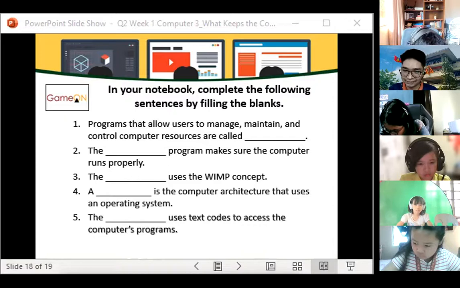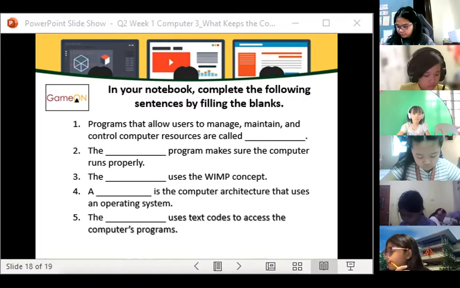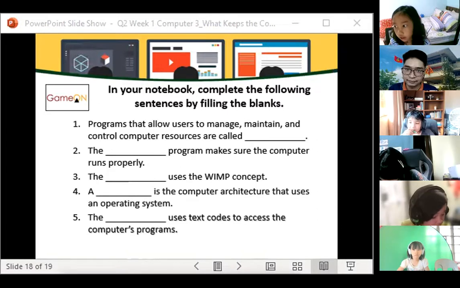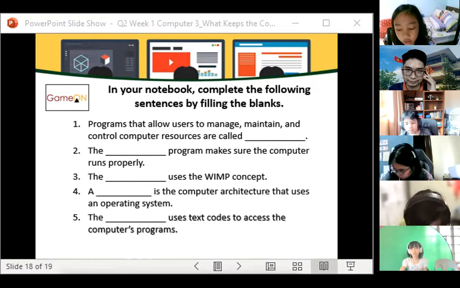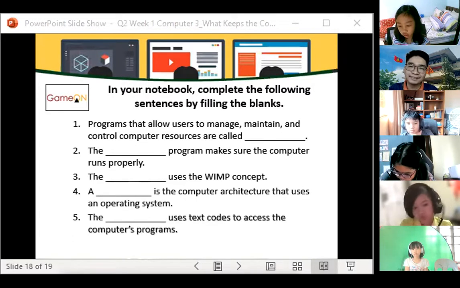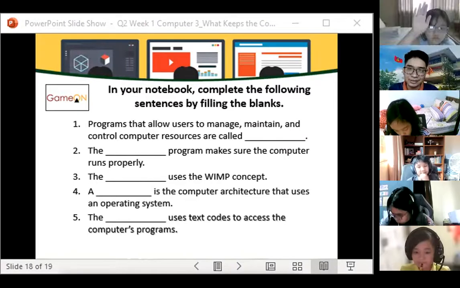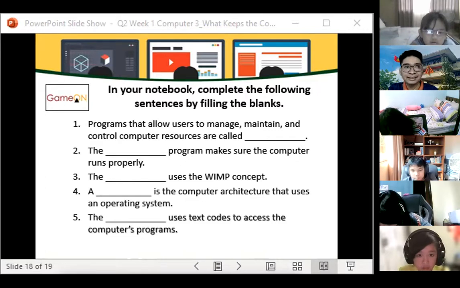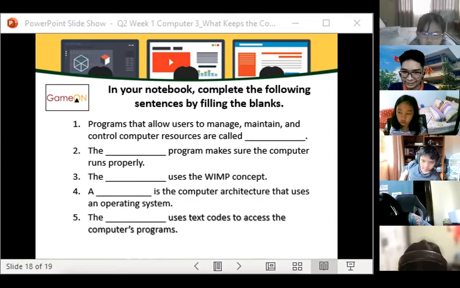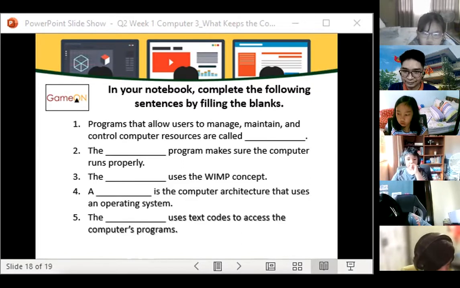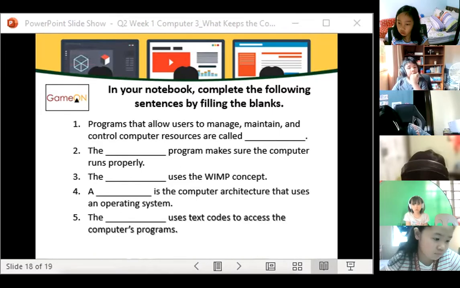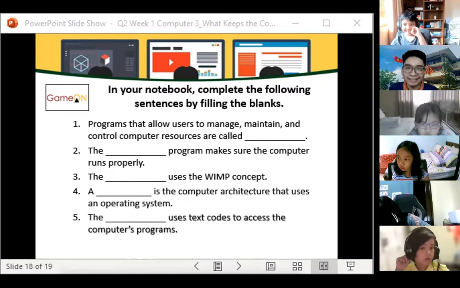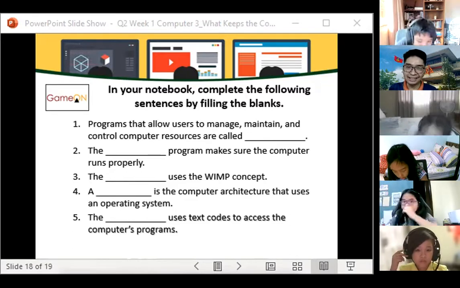No one would like to answer? No one knows the answer? Yes, Arjen. Operating system? No, it's not the operating system. Ano pa yung isang type? The system software. Yes, Sachi. Uniquely? No, it's not. Georgia, are you raising your hand? Okay. It's the utility program. Ayun. Sabi sa inyo, yun yung last na discuss natin eh.